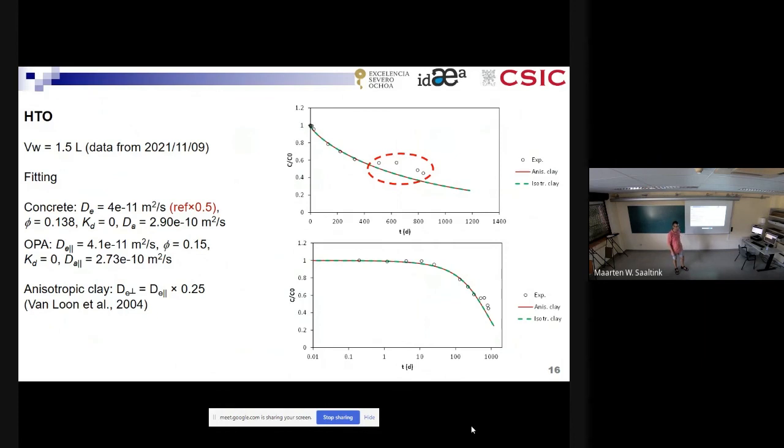Yeah, of course. You only have data from the monitoring. Yeah. At the end of the experiment you have overcoring, you have samples, you can measure the tracers in the clay, then we'll be able to say something. Sure. But with this monitoring data, we can say something about the concrete, but we cannot really say much about the clay.